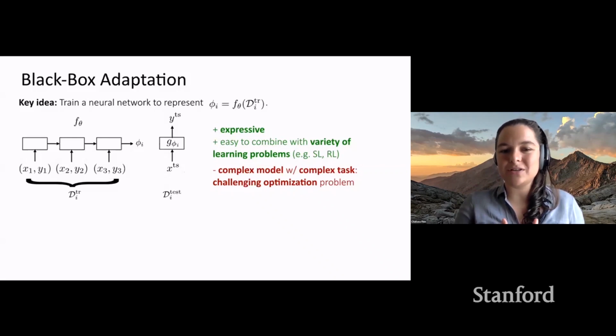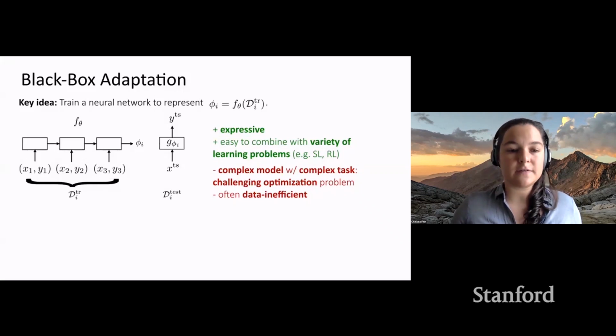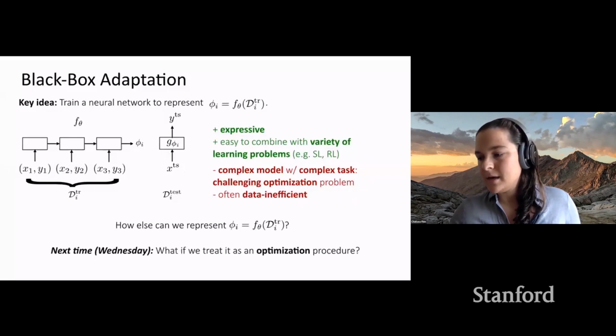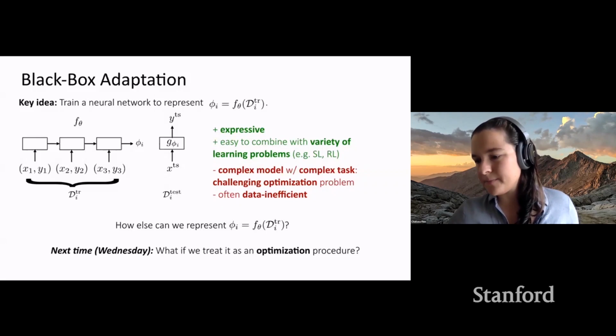And you'll find in your homework that it can be a bit finicky based on different hyperparameters and different choices, although we'll hopefully provide good hyperparameters so you don't need to do too much searching. And as a result, it tends to be fairly data inefficient in terms of the amount of meta-training data that it needs. And then on Wednesday, we'll talk about what happens if we treat this as an optimization problem instead of a black box neural network problem.